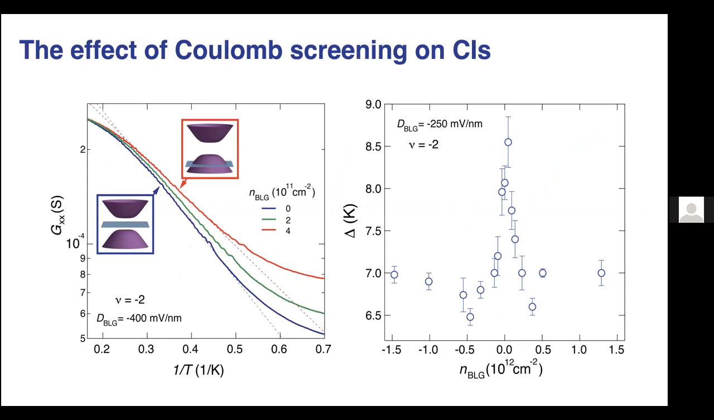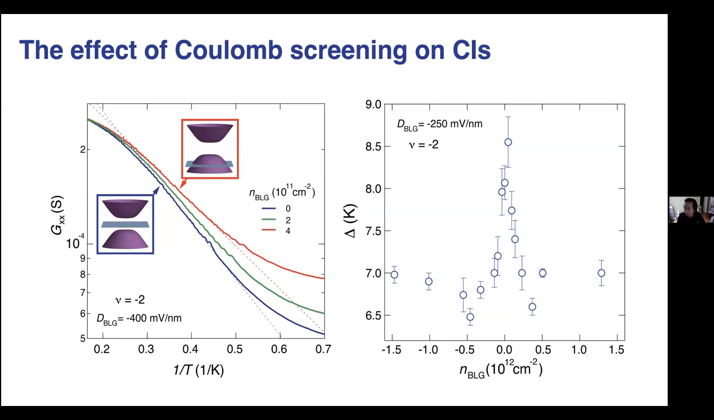Jane Park: Oh, hi. I just had an experimental question. I was wondering, throughout the entire experiment, if you were measuring both the BLG and MATBG layers simultaneously? No, we measured them independently. I see. And both using the current bias?